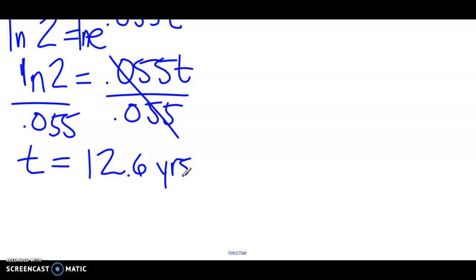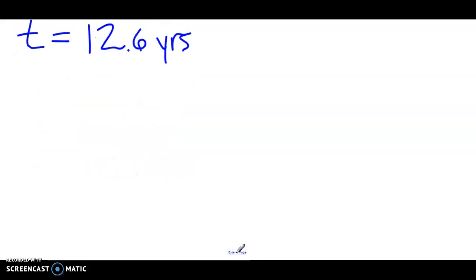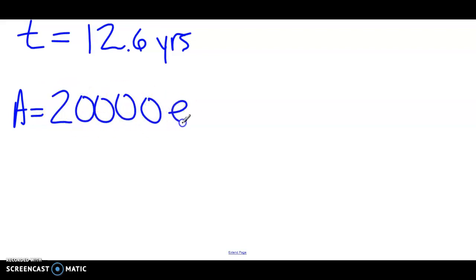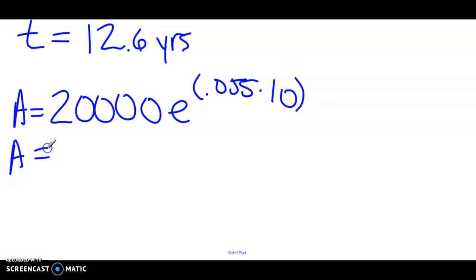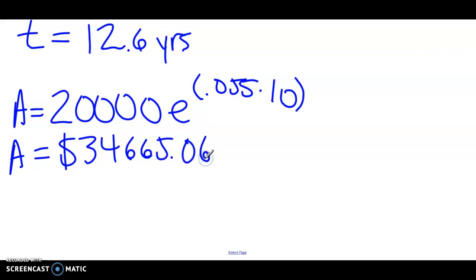And then it's asking, what's the amount after 10 years? So we want to know what's the A value. So all this is substitution. We start with 20,000, e to our rate of 0.055 times 10. And A is $34,665.06 after 10 years.